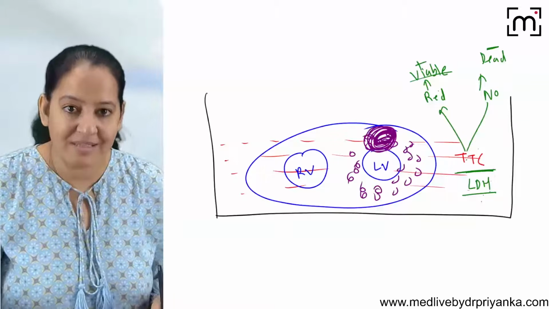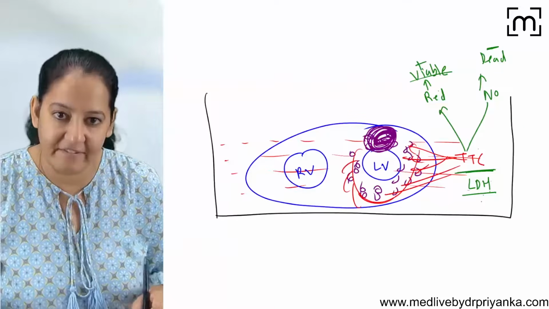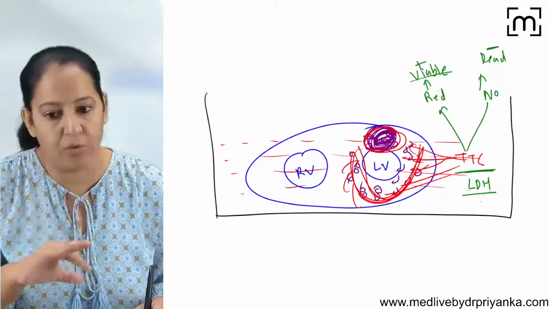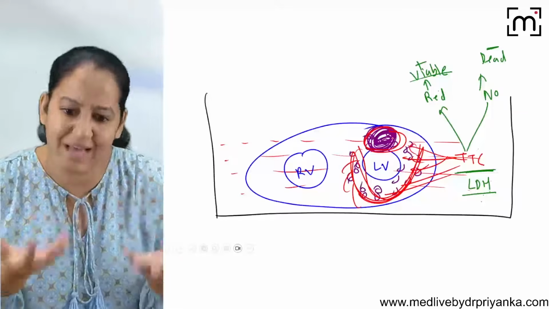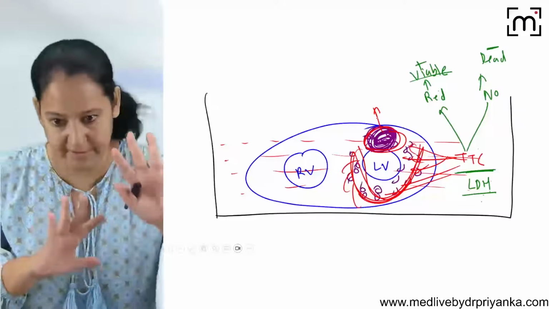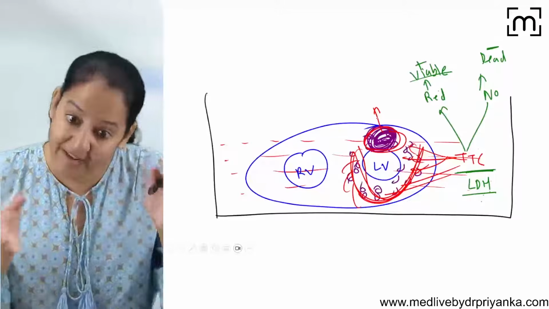All other cells will take the red stain and become red in color. But this portion will take no stain. It will remain yellow or brown only, because the normal color of the cardiac muscle is yellow or brown. So it will be yellowish or brownish. The remaining will be red.